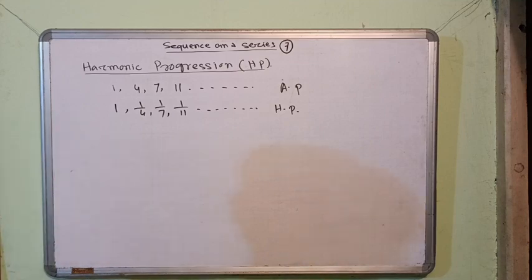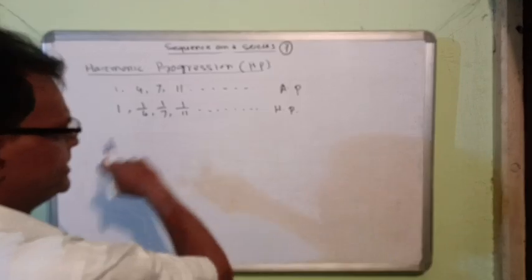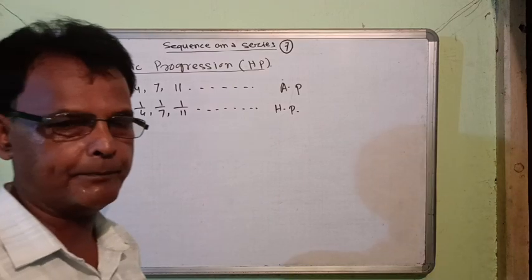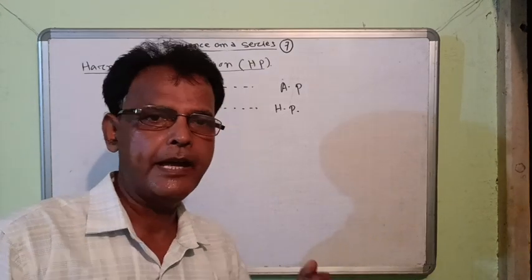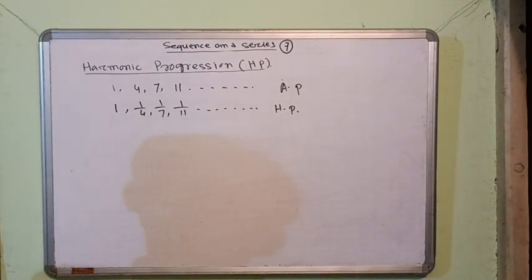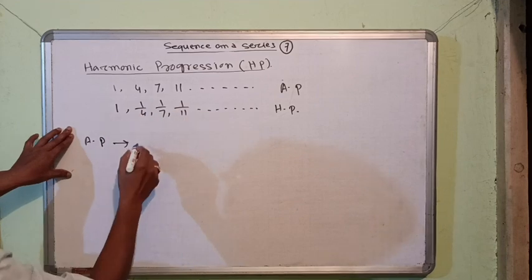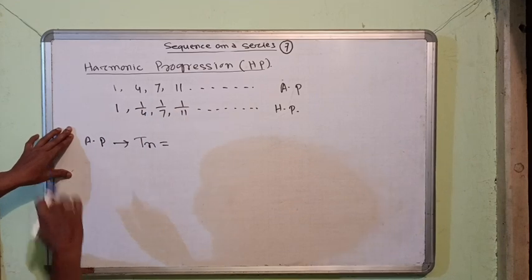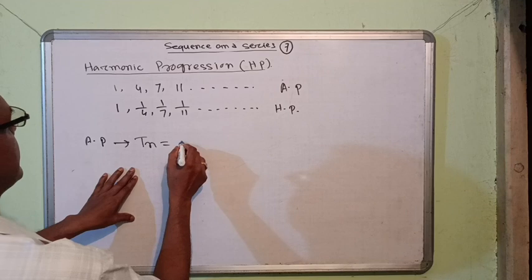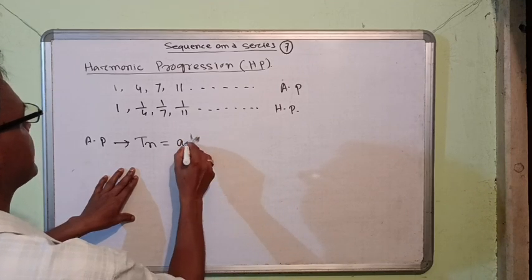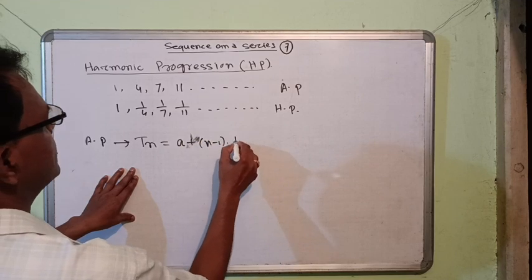To find the nth term of HP, always we can try to find the nth term of AP. After this, if we take reciprocal of nth term, then we get nth term of harmonic progression. Here Tn of AP, that is nth term of AP, is equal to what? A plus n minus 1 into D.